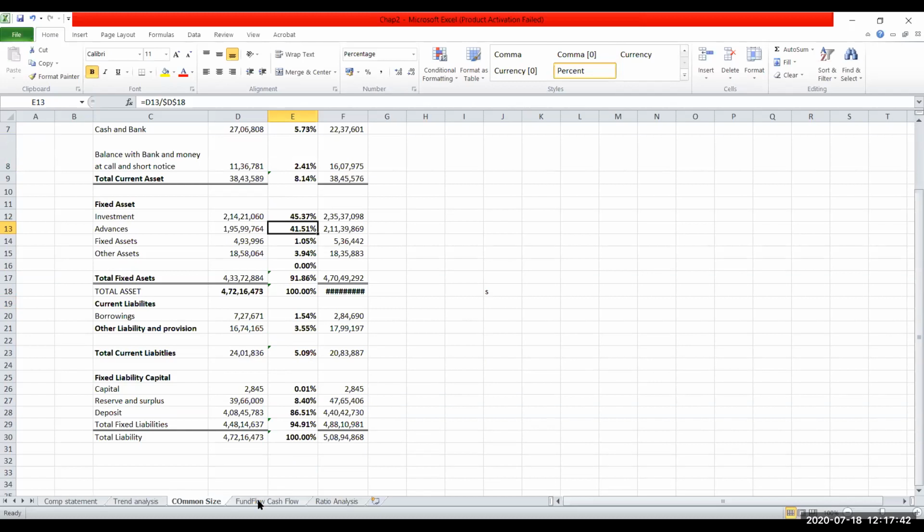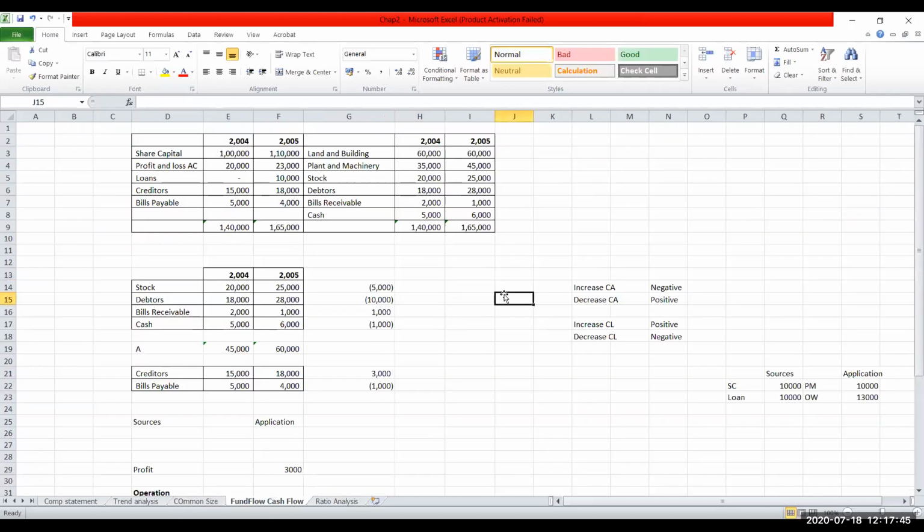So the next one is fund flow statement and cash flow statement. I have taken the example of 2004 and 2005, and here I have the share capital, and share capital is increased. That means we got extra money from the shareholder, and profit and loss it is 3,000, loan is 10,000, creditors 18,000, bills payable 4,000.